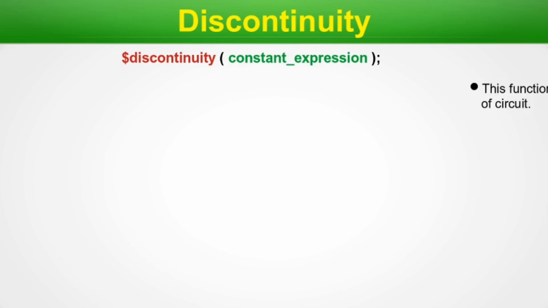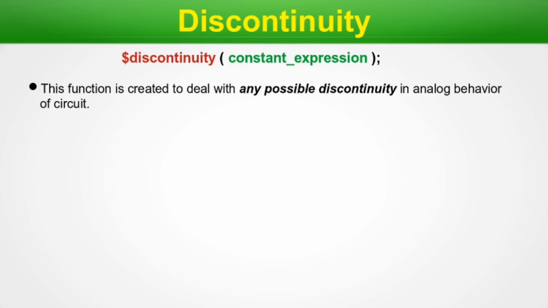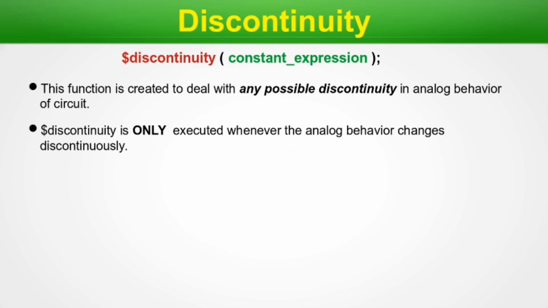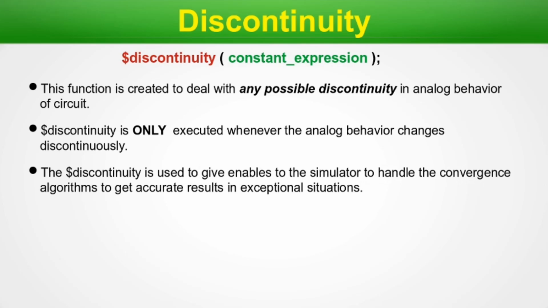So let's see about discontinuity. This function is created to deal with any possible discontinuity in the analog behavior of the circuit. That is what I just explained, that any circuit can have a discontinuity based on its mathematical equation. So discontinuity is only executed whenever the analog behavior changes discontinuously. As mentioned, there are continuous changes, then at some time point there is a discontinuity, and after that the signal becomes continuous again. To deal with this situation, the discontinuity function enables the simulator to handle the convergence algorithm to get accurate results in exceptional situations.